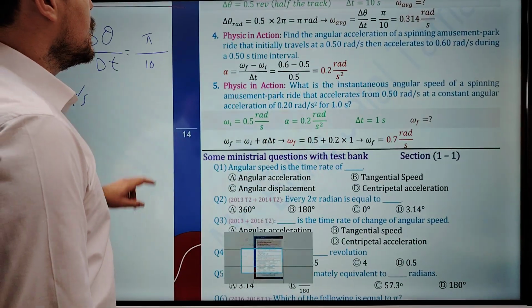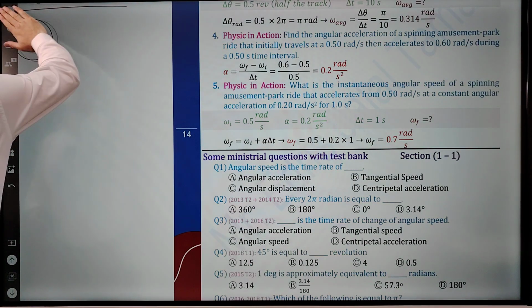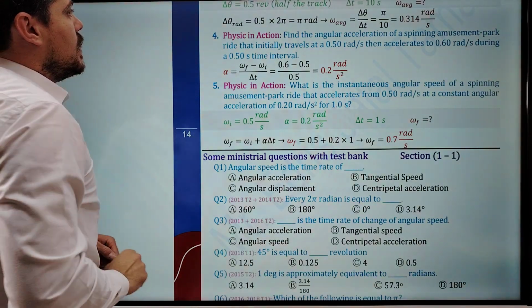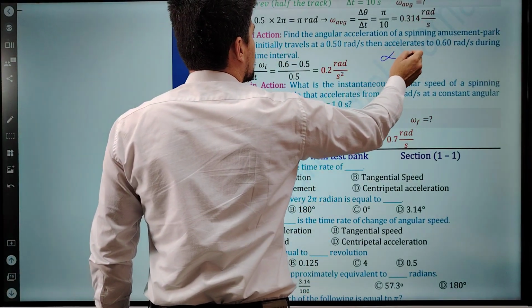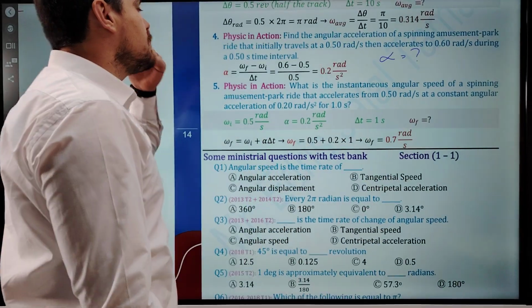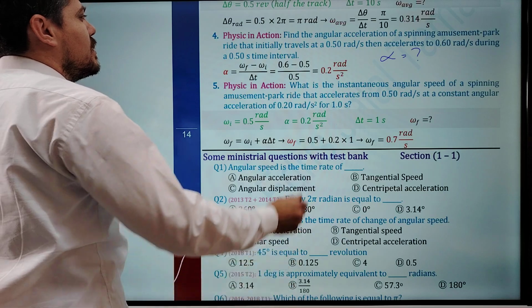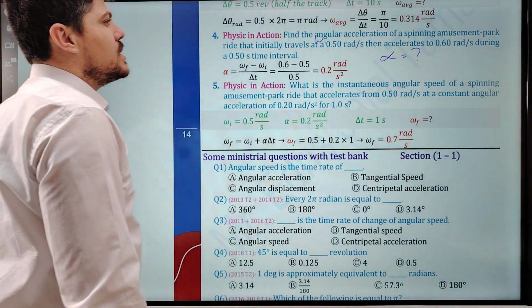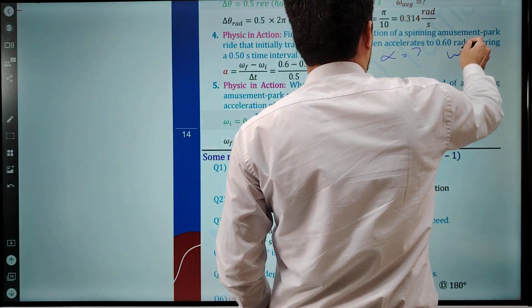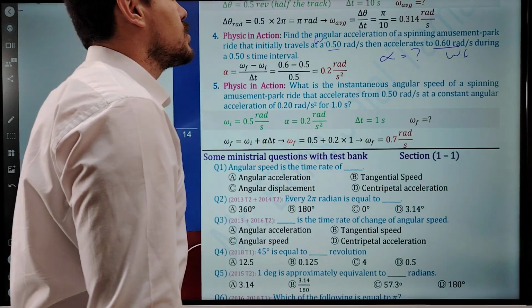Question 4, physics in action. Find the angular acceleration. Find what? Angular acceleration of a spinning amusement park ride that initially travels at 0.5 rad per second. What is this? This is omega initial. Then it accelerates to 0.6. This is omega final. From 0.5 to 0.6, is this speeding up or slowing down?